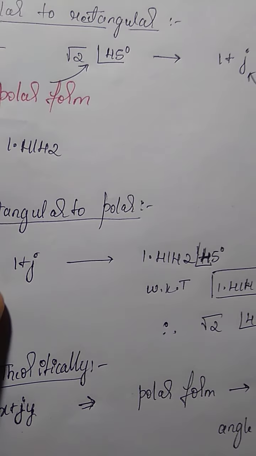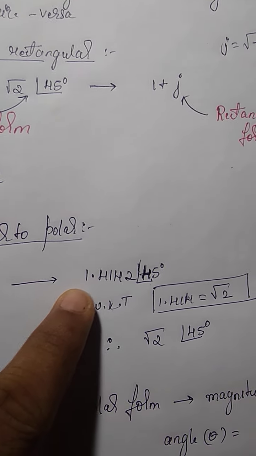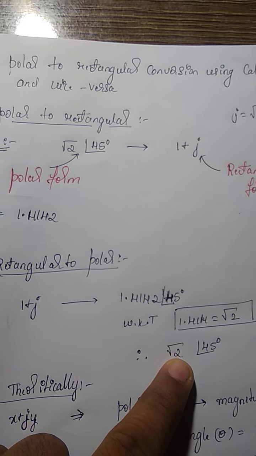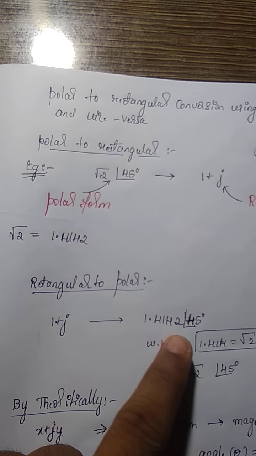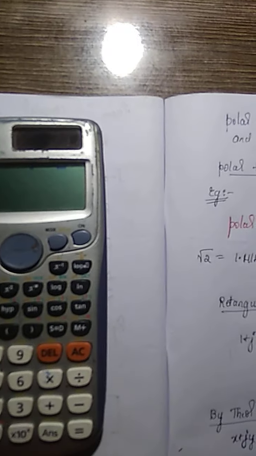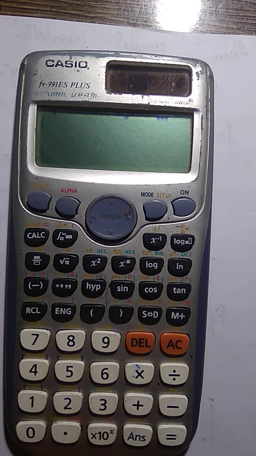Here we converted the rectangular coordinate, and we get 1.414 and 45 degrees, and you know that root 2 is 1.4142. Let's convert this into rectangular coordinates. Let's take the same example.